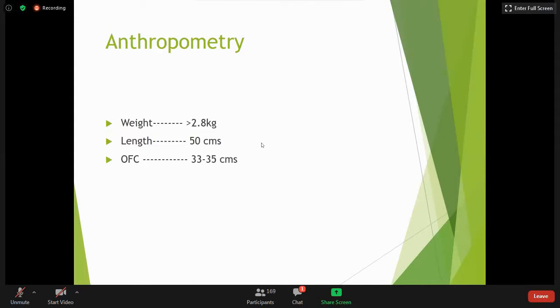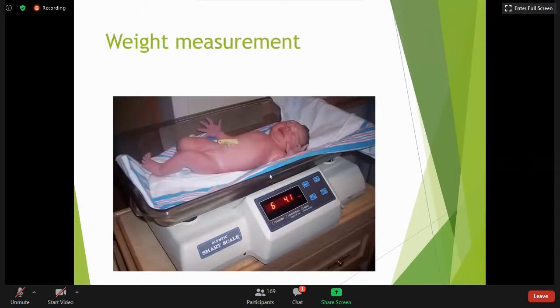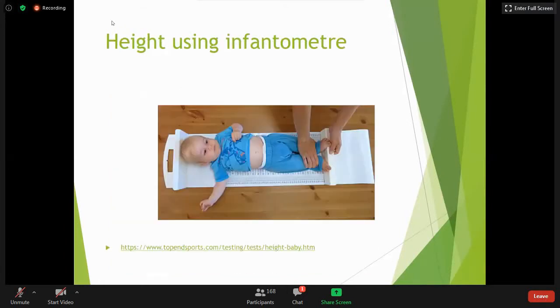Now you should know how to take these measurements. This is the weight measurement. This is the weighing scale that is used for newborn weight measurements. It is digital, and manual machines are also available. In this way, you can measure the weight of the baby. This is the infantometer. This is basically not for height, actually; it is for length, because the baby is not standing, we are taking the lying posture.